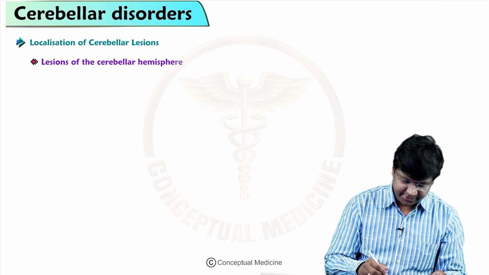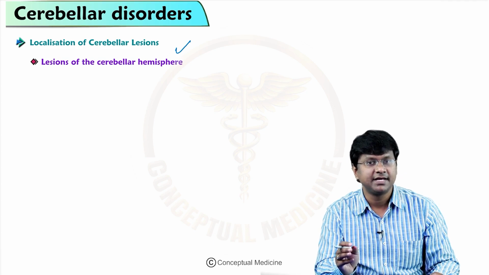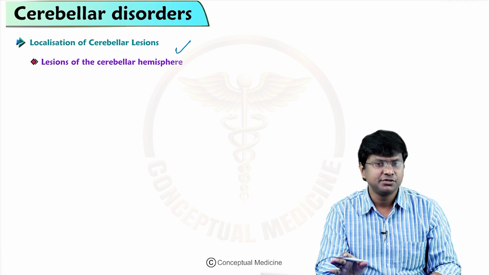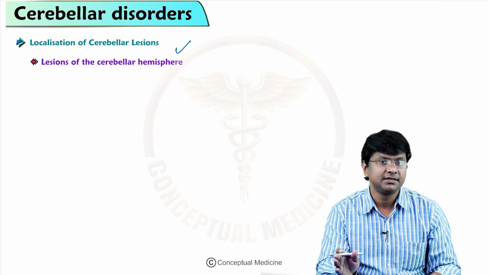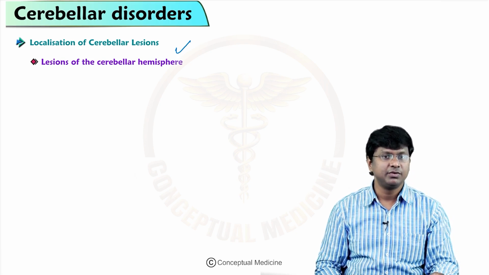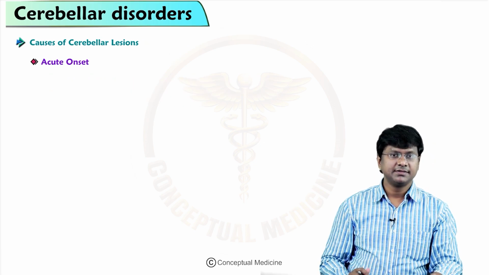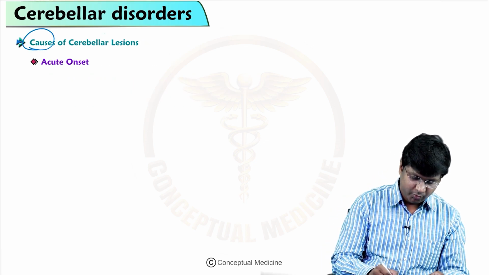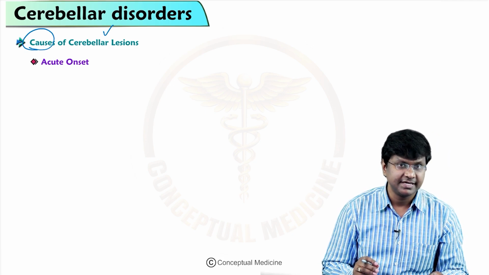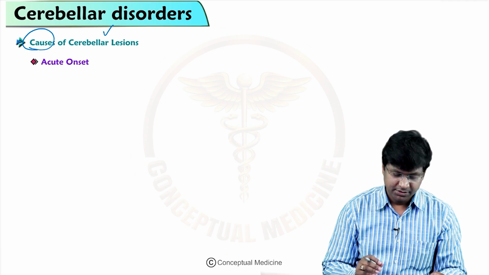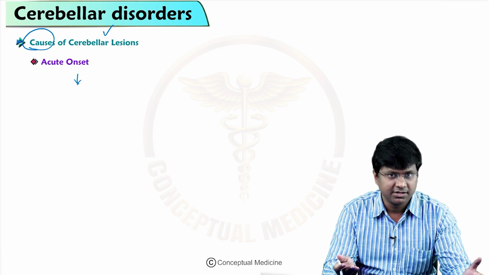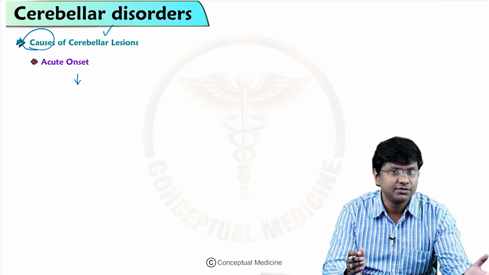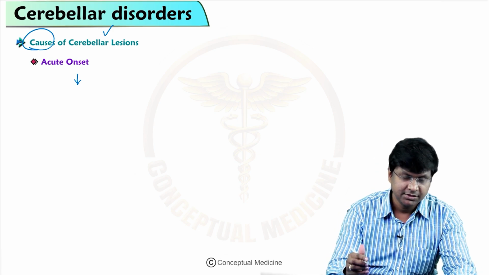Now, if you take the lesions of the cerebellar hemisphere, the individual will have the development of ataxia of the limb, and all the other cerebellar signs on the side of the hemispherical involvement will be there. Now, what are the etiologies causing the cerebellar lesion, the causes of cerebellar lesion? We have certain lesions which are acute in onset, right? And what are those lesions which have acute onset of cerebellar damage?